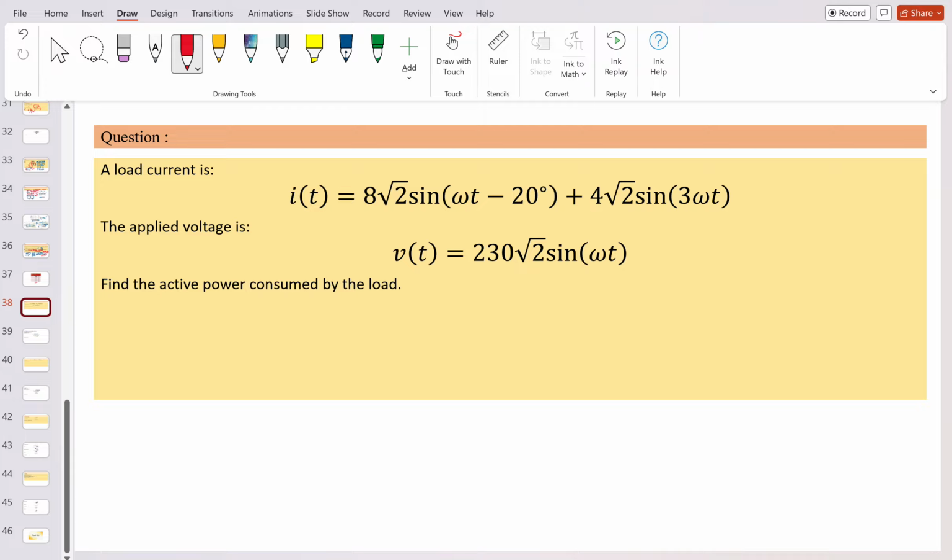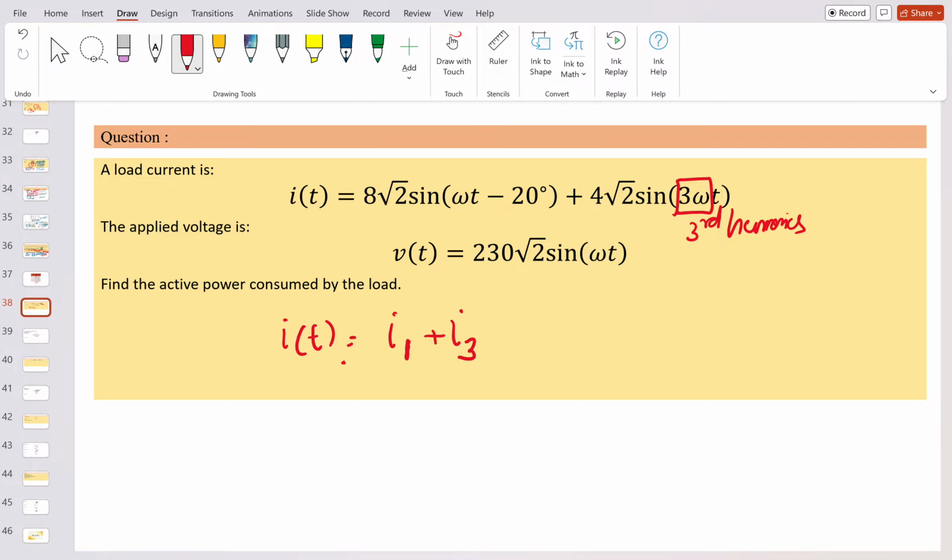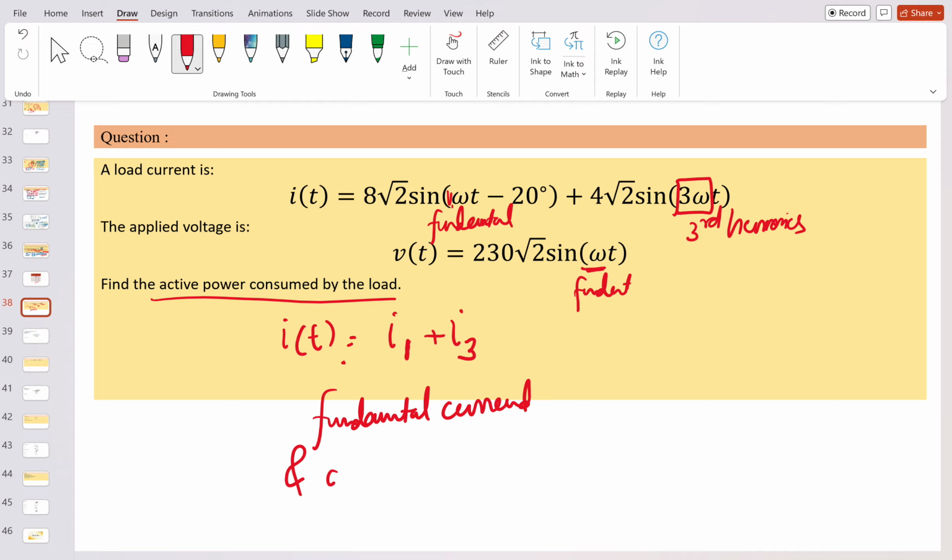So here, the current i(t) is equal to I fundamental plus third harmonic component. When you see here the 3 omega term is there, so this is the third harmonic. And the unity term there is the fundamental. And here also the voltage is fundamental. So always remember that the consumption in the load will be the fundamental current, and the other harmonic components.